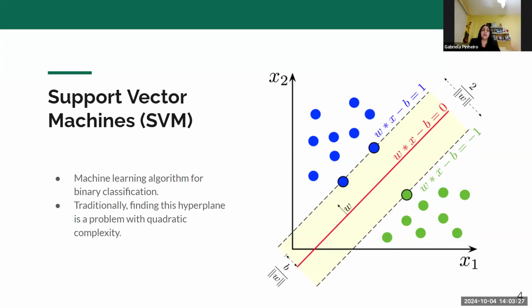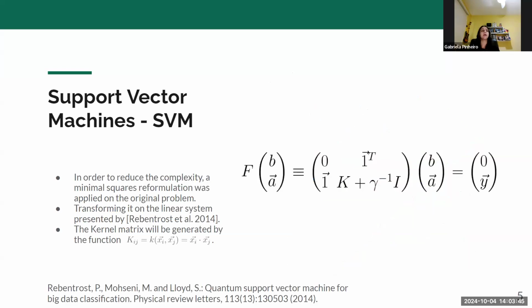And now if any new data point is inserted into the dataset, you can verify its class by its relative position to the line. In this case, if it is above the red line, it's blue. If it's under, it's green. Traditionally, finding this hyperplane is a problem with quadratic complexity. And because of that, a least squares formulation was applied to the original problem and turned it into a linear system. That idea, specifically, is completely classical.